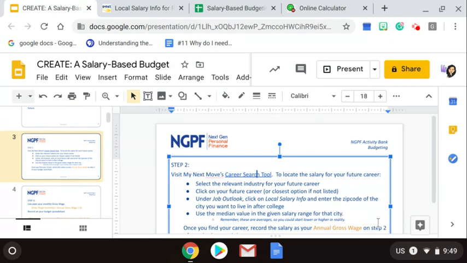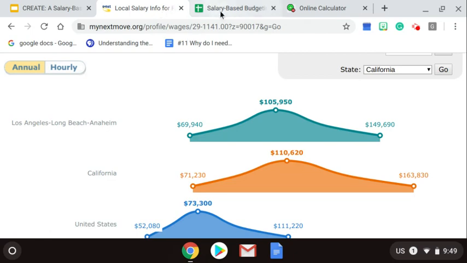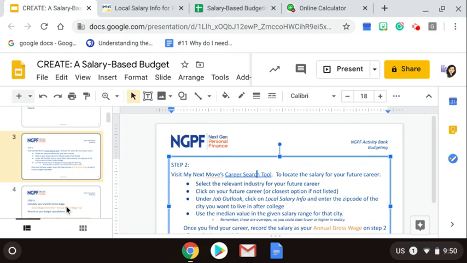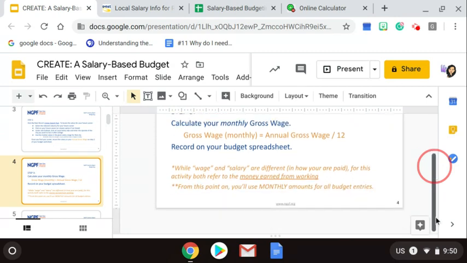We're going to write this where it says step 2. Right here is step 2. So we're going to write 105,950. What was it again? I'm sorry. 105,950, okay, perfect. Let's continue. The slideshow gives you step by step. This is your annual salary, how much you get paid per year.